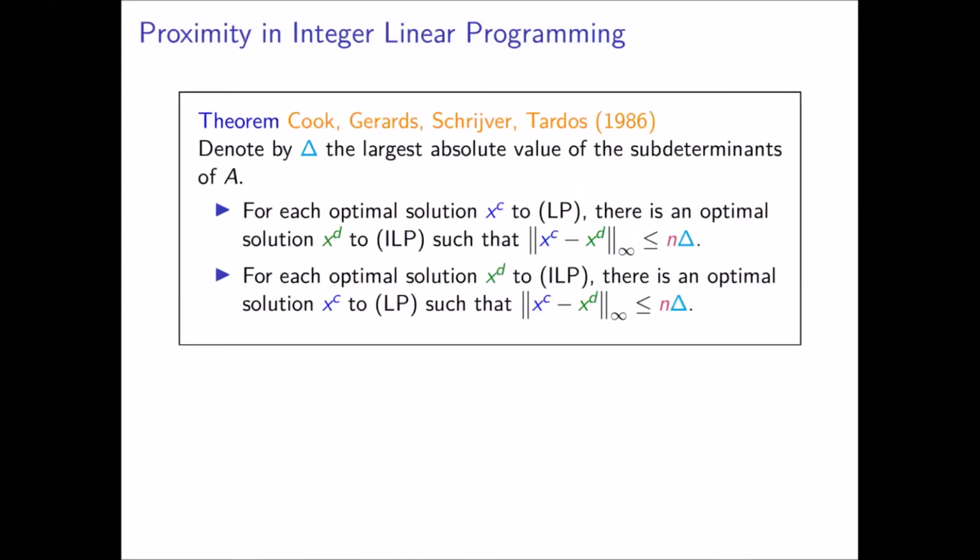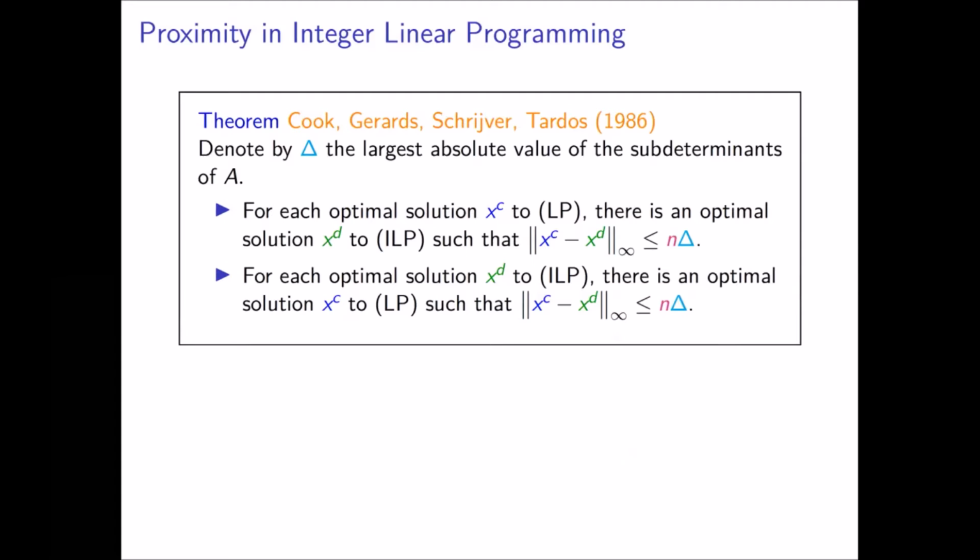Now, a classic result by Cook, Gerards, Schrijver, and Tardos provides the upper bound n delta for this distance, where n is the number of variables and delta denotes the maximum of the absolute values of the subdeterminants of the constraint matrix A.